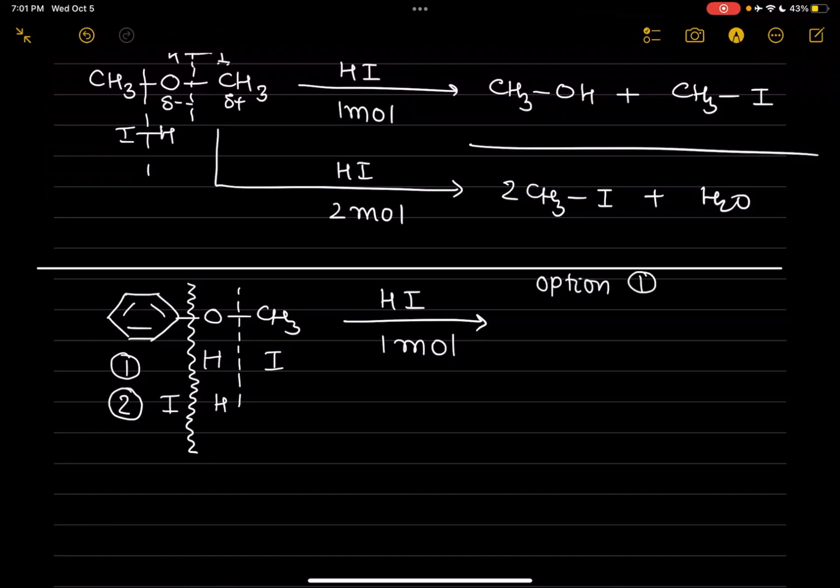With option 1, I'm going to get this cleavage. This is option 1. Just to bring your attention, I have put 1 and 2 types of lines.